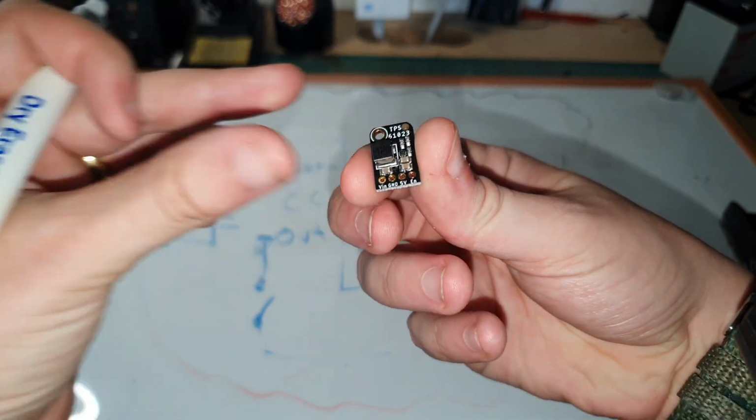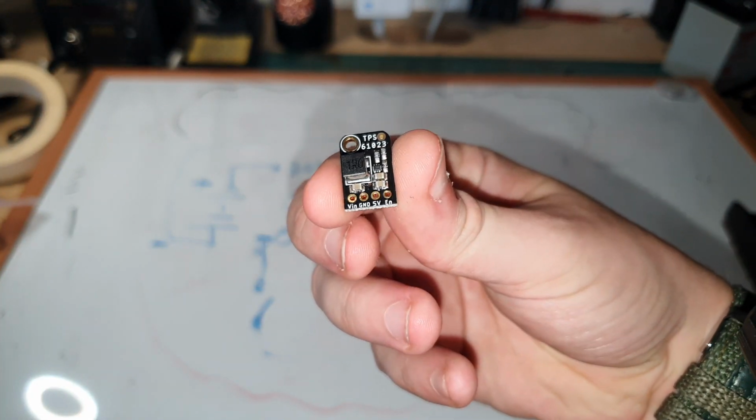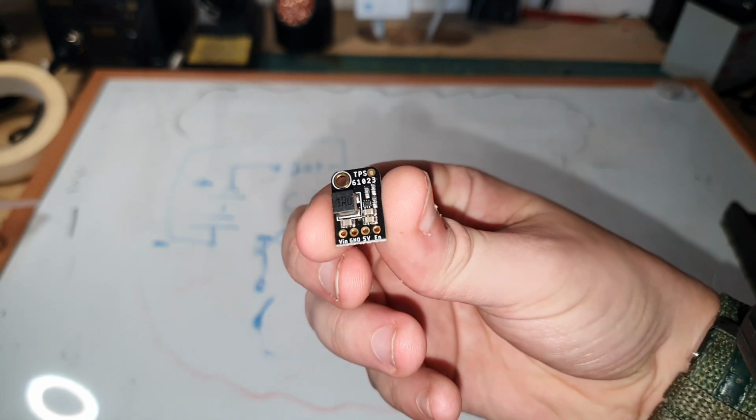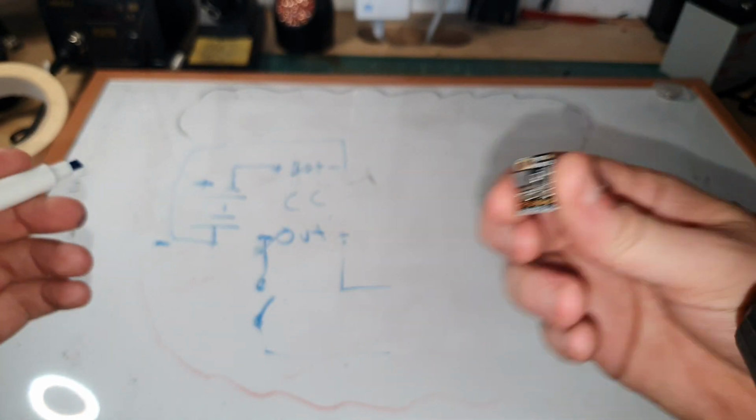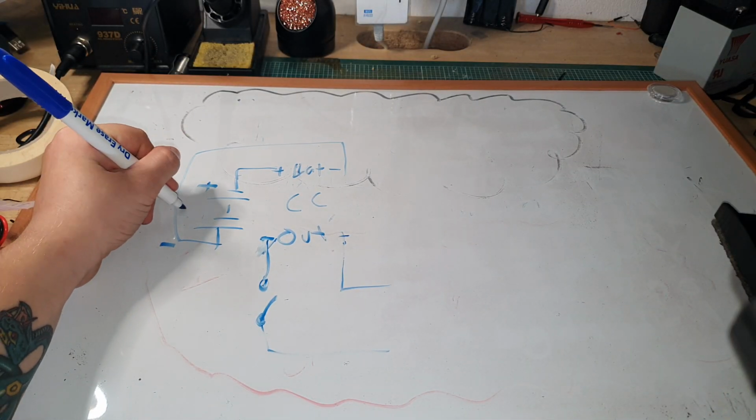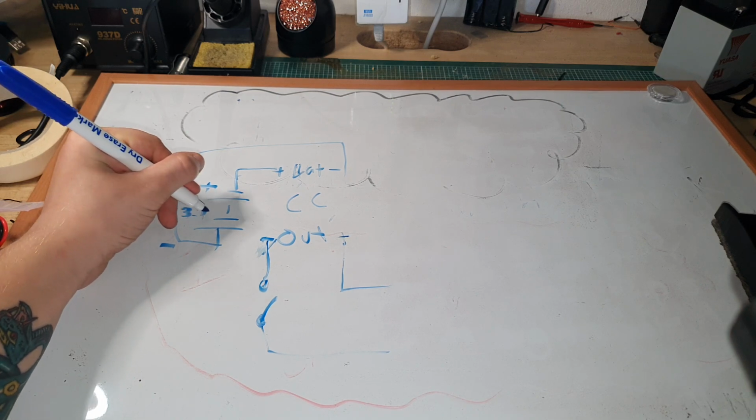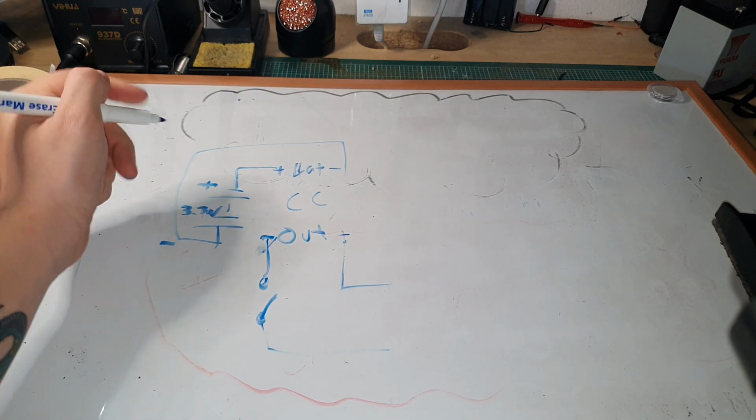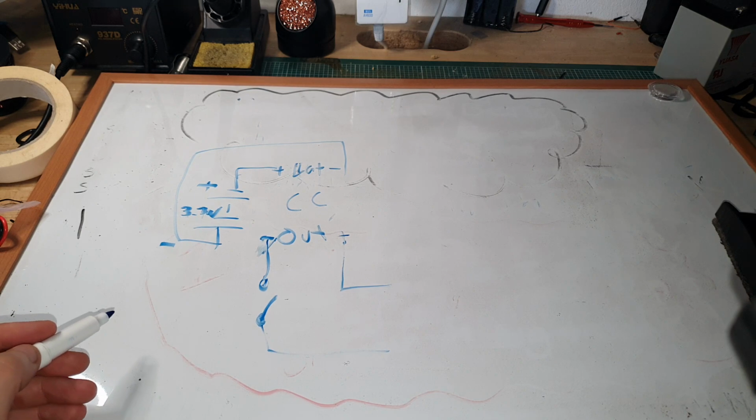So this is the little circuit. This is a boost converter. So this is taking the 3 volts. Actually, I should have that marked there. Apologies. So it's actually 3.7 volt. Oh, that's horrendous. So it's 3.7 volt.